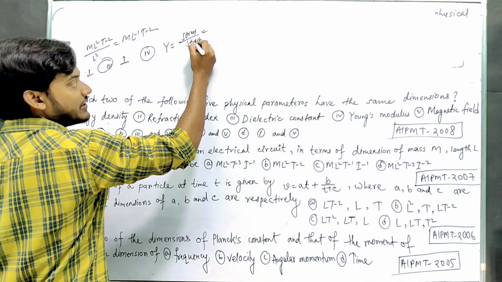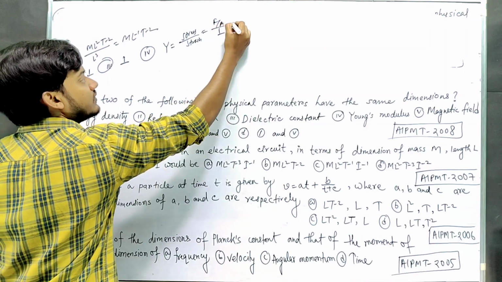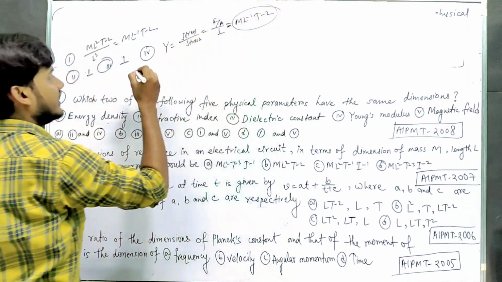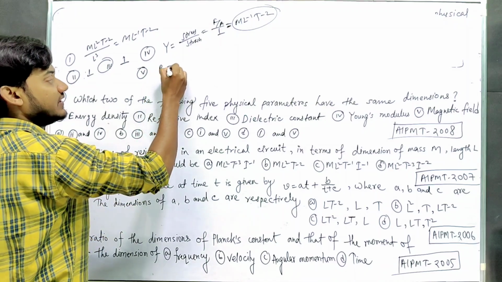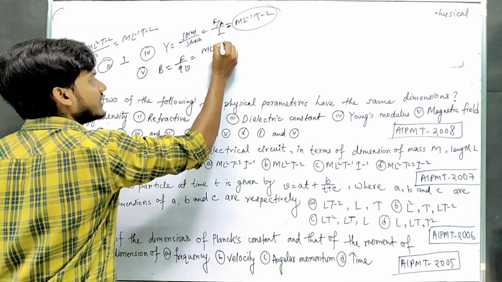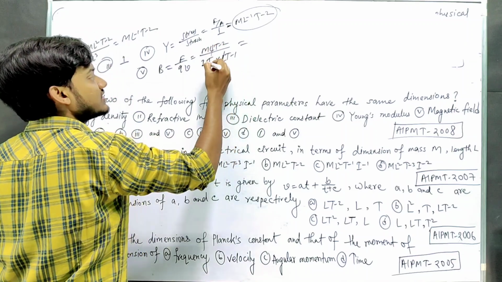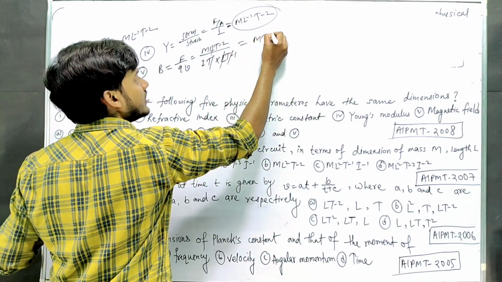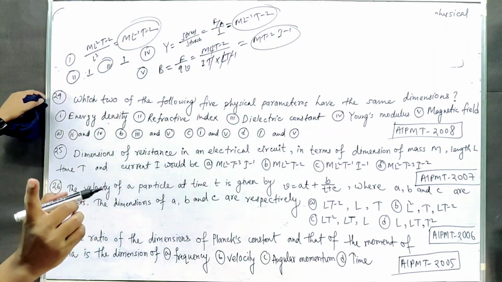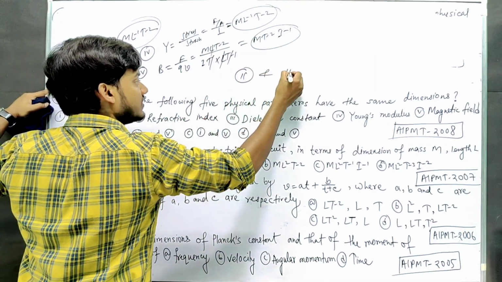Strain is dimensionless. Stress equals force per area, the dimension of pressure, so M L inverse T inverse 2. Next, 5, magnetic field: F equals QVB, so B equals F by QV, F is M L T inverse 2, Q is I T, V equals L T inverse, so L cancels out, T inverse cancels out, M T inverse 2 I inverse. So the dimensions are equal for 2 and 3, so the answer will be 2 and 3.